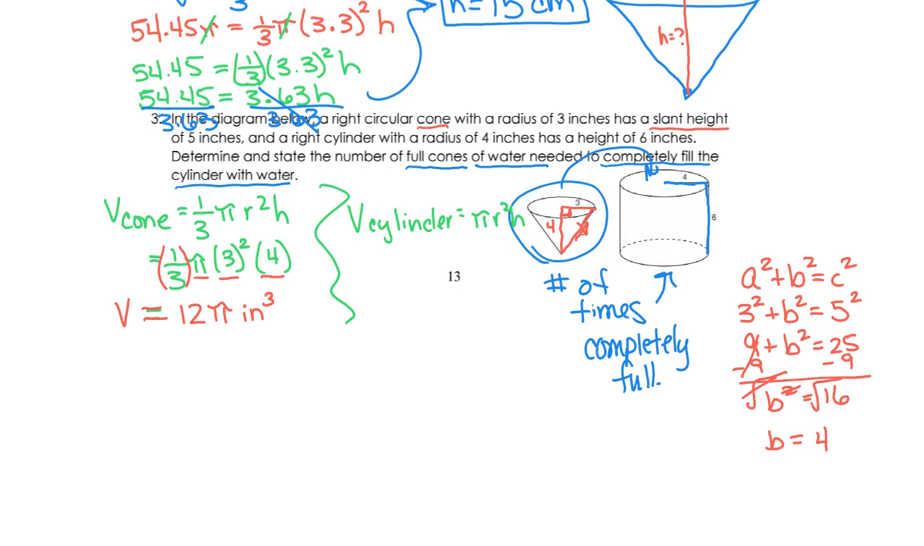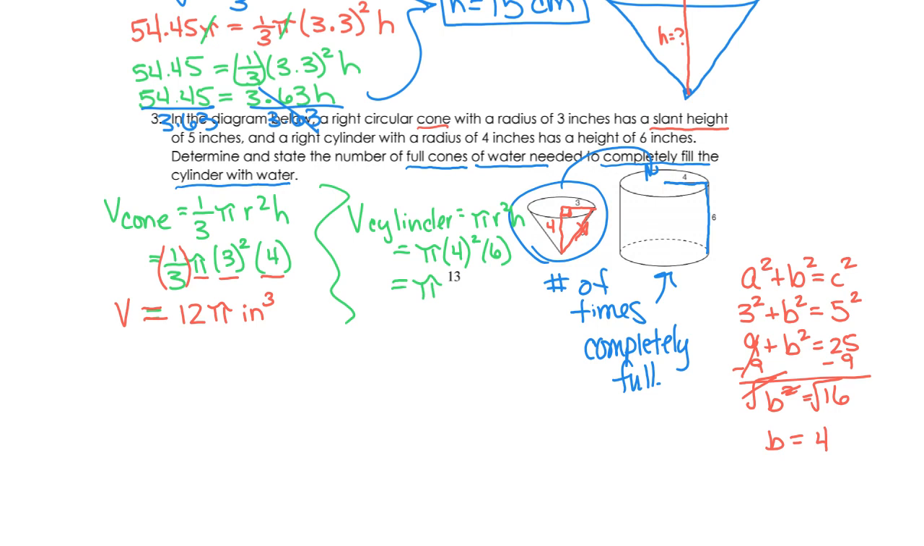On the other hand, guys, the volume of our cylinder, pi stays. The radius of the cylinder is 4, so make sure you plug in the radius of the cylinder, not the cone. Okay, don't forget to square it. And then the height of the cylinder is 6. Okay, don't use the height of the cone. All right, so pi is going to stay.